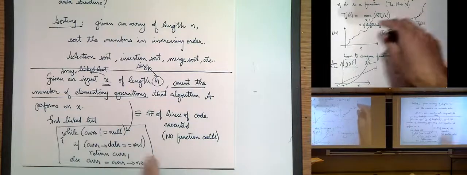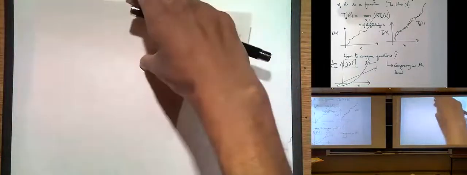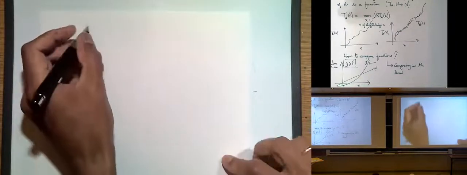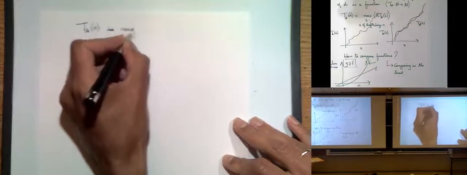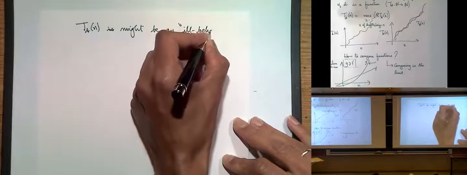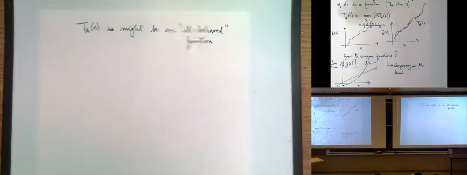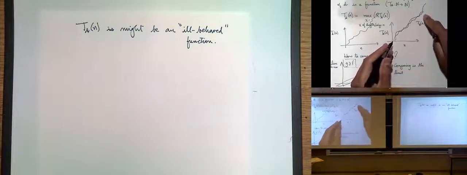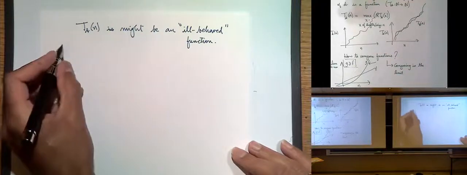Am I making sense here? Okay. So the idea is that Ta of n might be an ill-behaved function. What do I mean by an ill-behaved function? It's a function where derivatives may not be well defined. It might do strange jumps. It might do lots of zigzag behavior, things that you typically do not see when you're dealing with a function in mathematics.